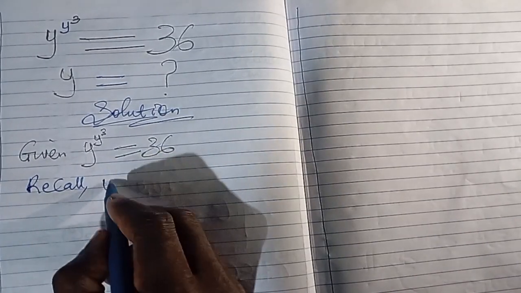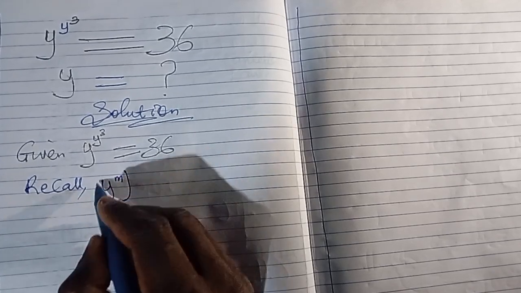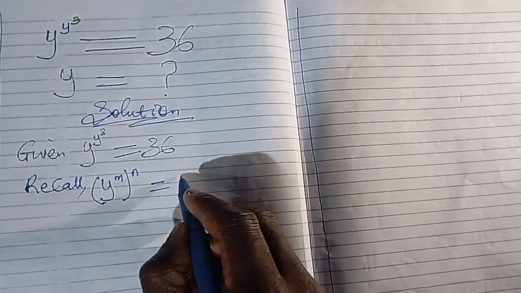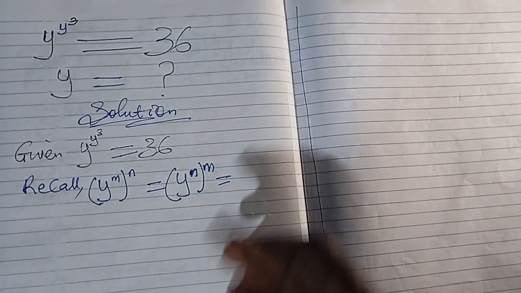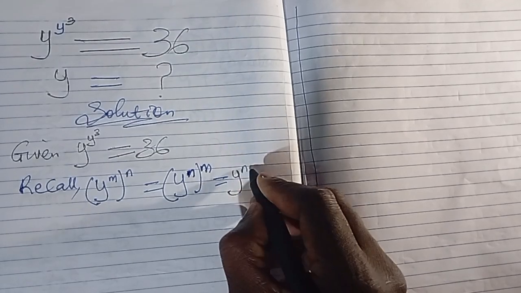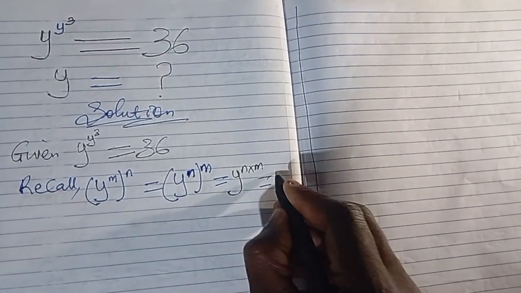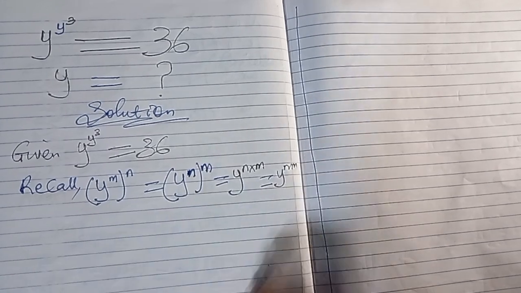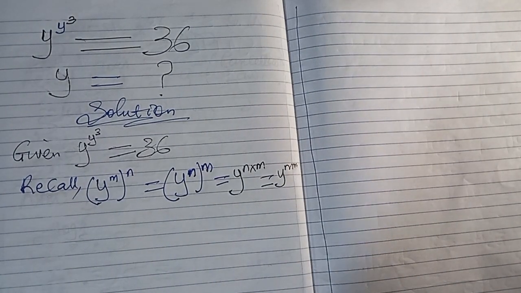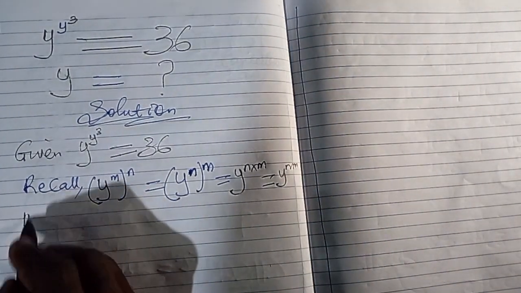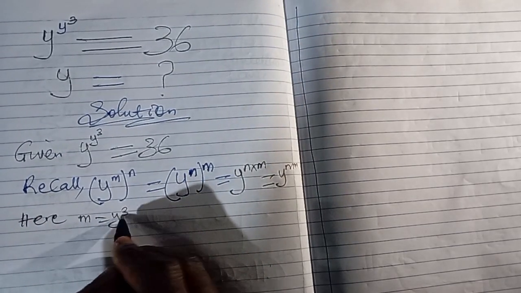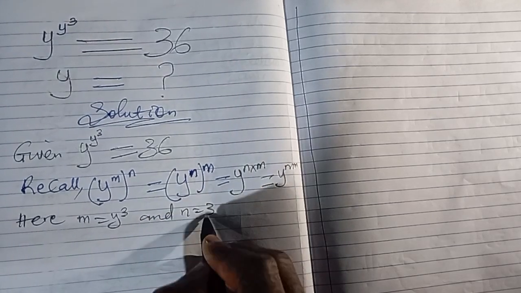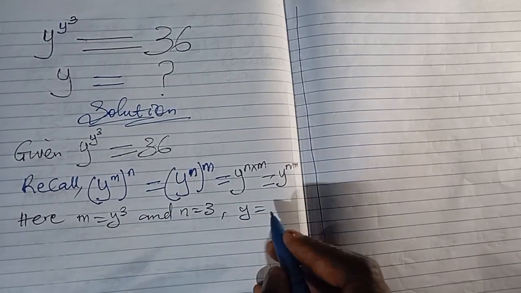Now recall that y raised to power m, then raised to power n, is the same as y raised to power n, raised to power m, which is the same as y raised to power n times m, y^(nm). Okay, good. Now here, our y is still y, m is y raised to power 3 and n equals 3.